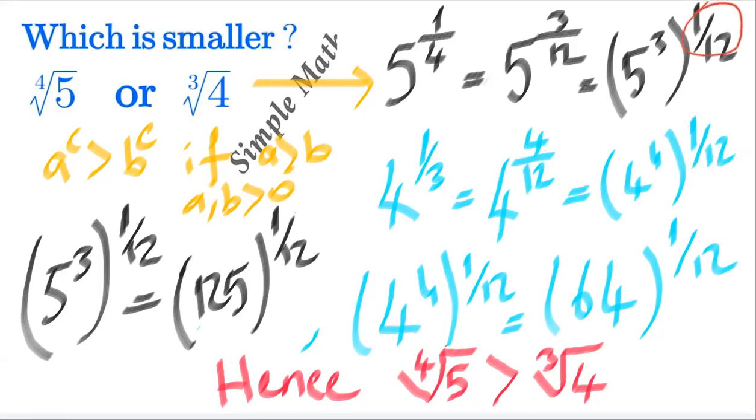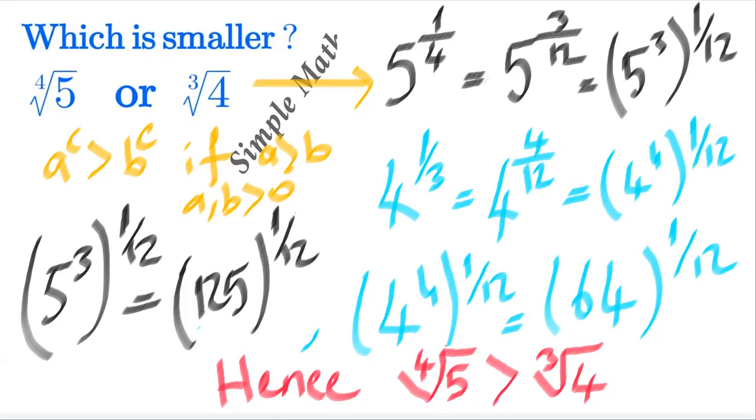Now we have same powers, and let's check inside. This is 5 power 3, means 5 times 5 times 5, 125. And this is 4 power 4, means 4 times 4 times 4 times 4, which is equal to 64. So we have two numbers. One of them is 125 power 1 over 12. The other one is 64 power 1 over 12.